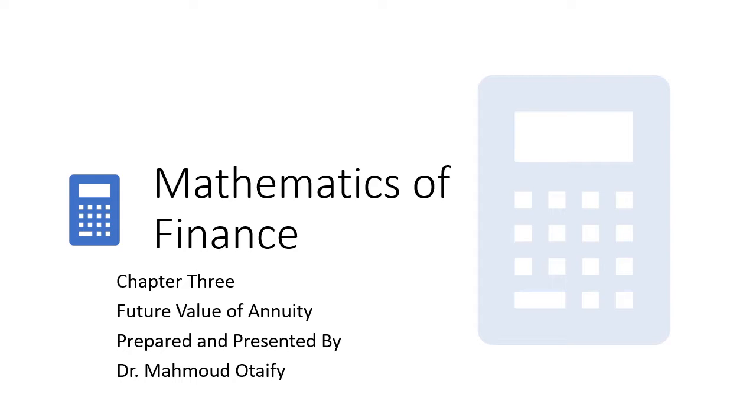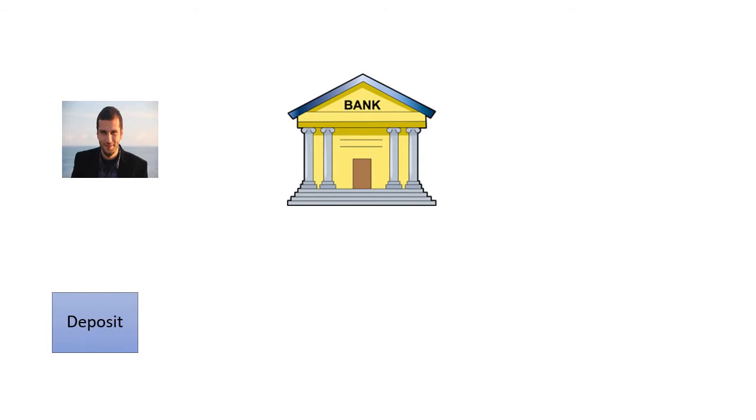Today we will discuss a new topic. It's called annuity. Actually, this lecture is designed to be one example based lecture. We will give an example about a small depositor called Ahmed. Say Mr. Ahmed goes to the bank to deposit a certain amount of money.